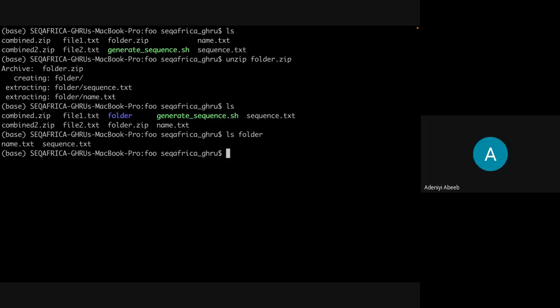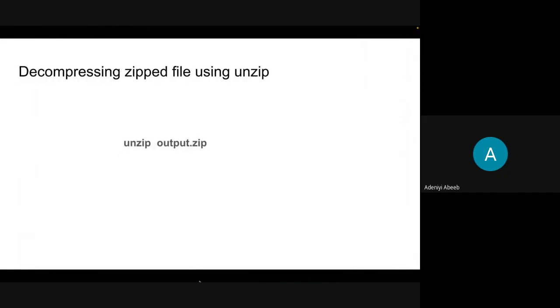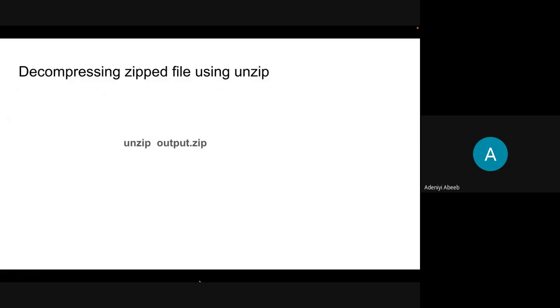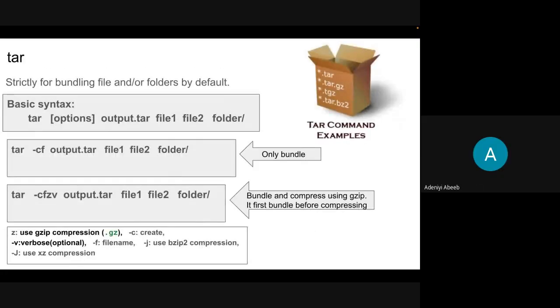All right, so I think we need to go to the next command. So this is actually how you unzip. You can see you zip using this, you unzip. So the next one is tar. The reason why I had to put tar is that tar in a way is related to zip.